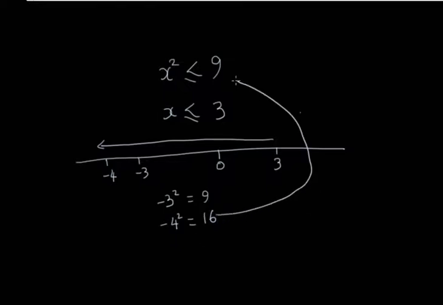This violates our original inequality, x squared less than or equal to 9. So for x equals minus 4, we've broken our inequality. So when we're doing quadratic inequalities, we need to be mindful of this. Let's have a look at an example.